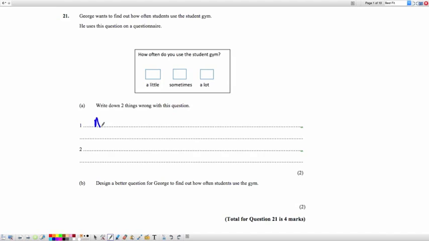Well, first here we have no time frame. In the question, it just asks how often do you use the student gym? It needs to insert here a time period. So in this part here, you would need to have something like in a week, or in a month, in a year, etc. It needs to have a time frame. So when we're asked to assign a better question, we need to insert this part into the question.